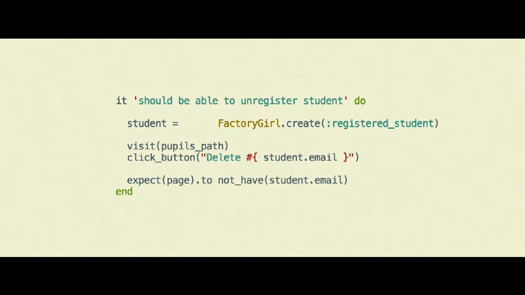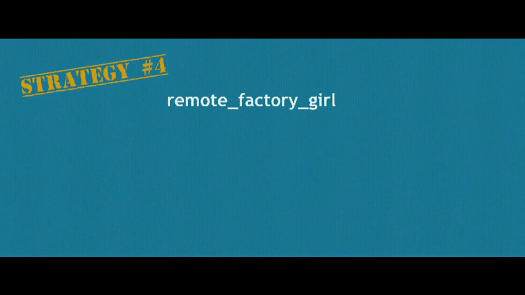It would look something like this. This is the test that we have previously seen. It would look like Factory Girl, but with the word remote in front of it. It has the same interface that Factory Girl gave us, so we could invoke create on it and say, hey, I want to create this registered student. And then that would create all these records in the school API test database. So let's look at that approach. We'll call this strategy Remote Factory Girl.